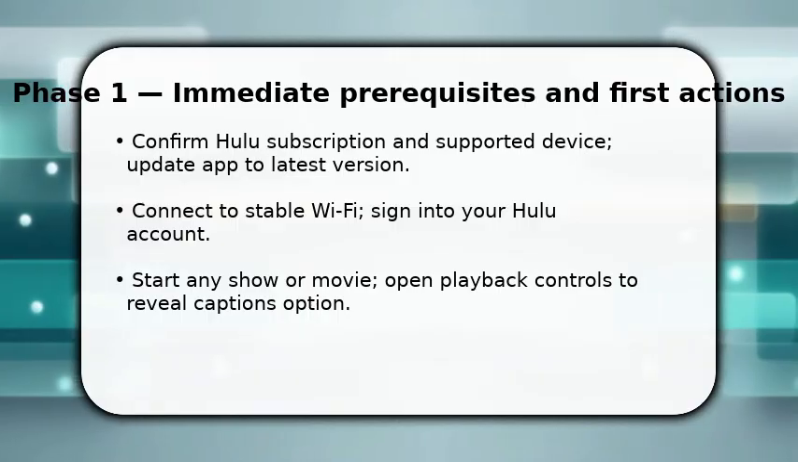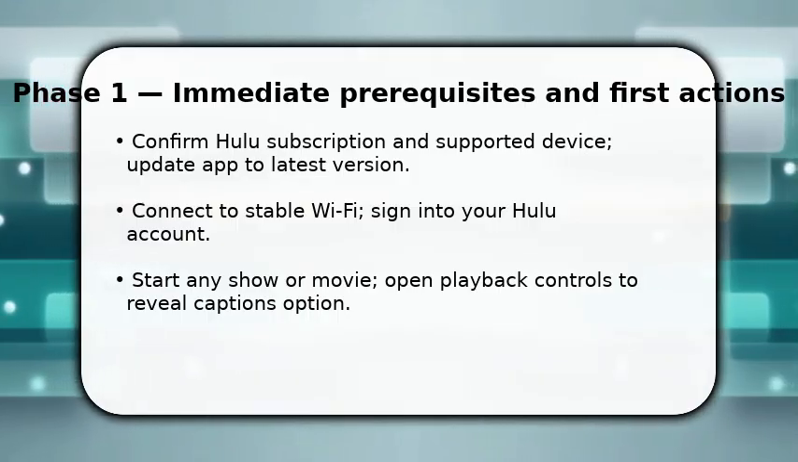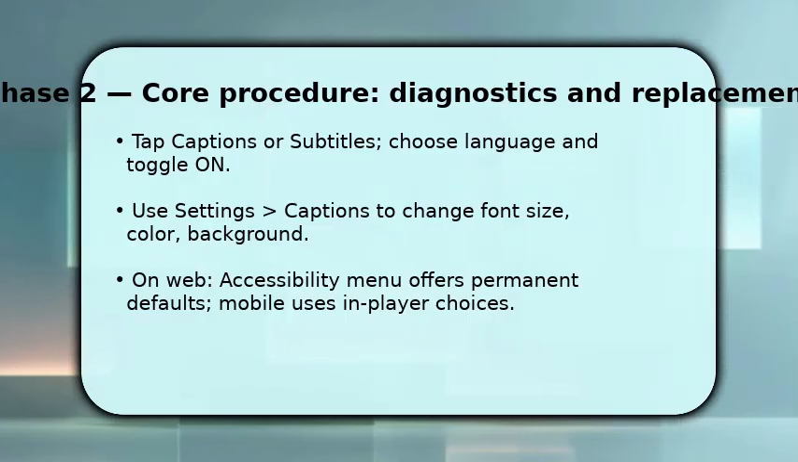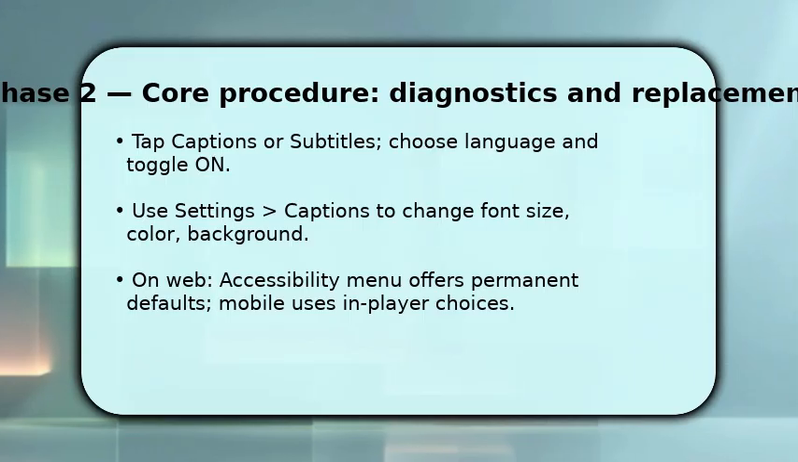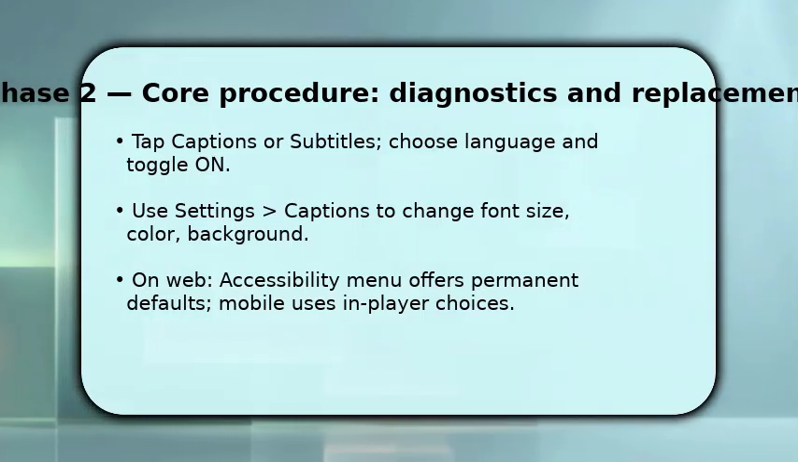Once captions are visible in the player, select Captions or Subtitles and choose the language you need. Toggle Captions on. If you want different styling, larger text, color, or background, go to Settings and then Captions or Accessibility, because styling options live there to improve readability.